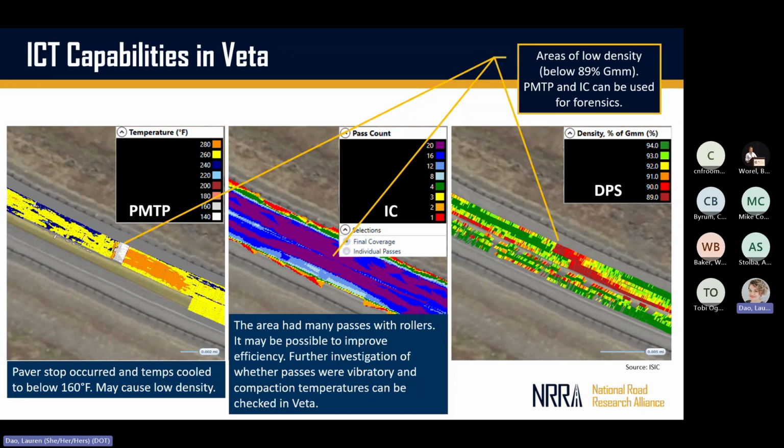DPS is kind of giving us the final surface density. And so really quickly using Beta, we can look at this and say, okay, DPS data shows low density. Let me go back to my other construction data and see why it's low. And these troubleshooting capabilities are really powerful.